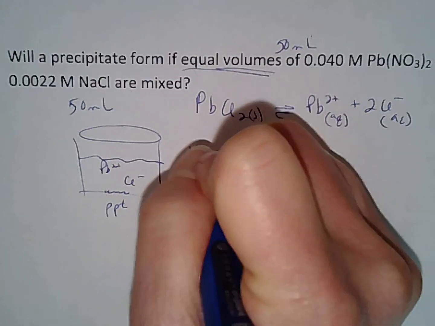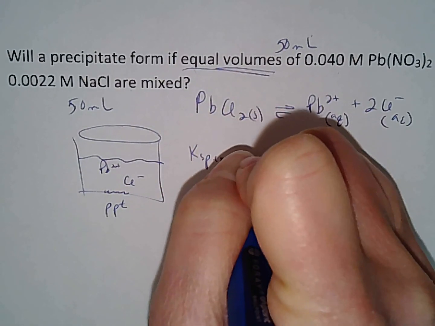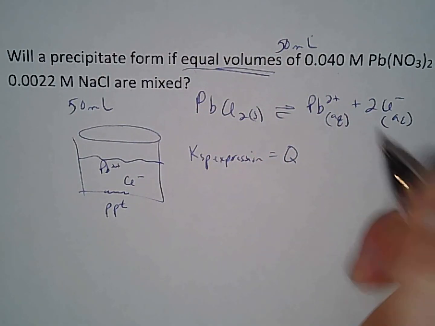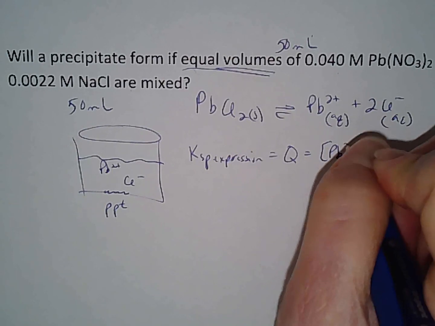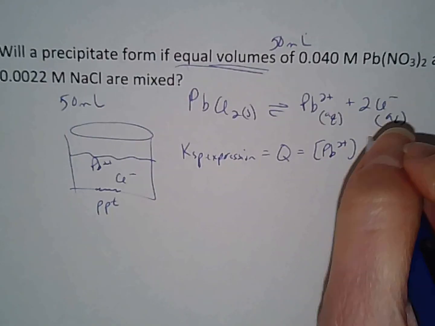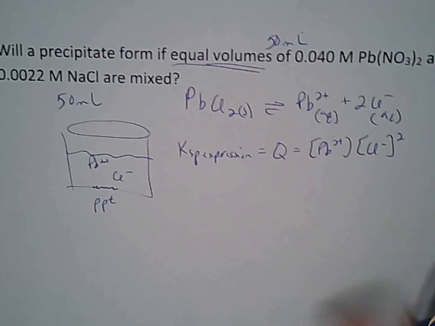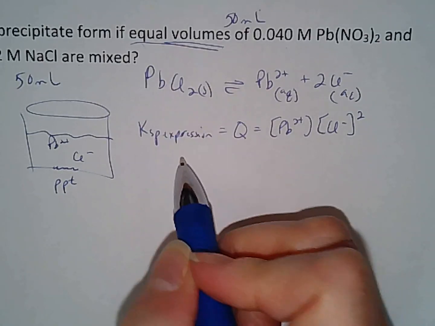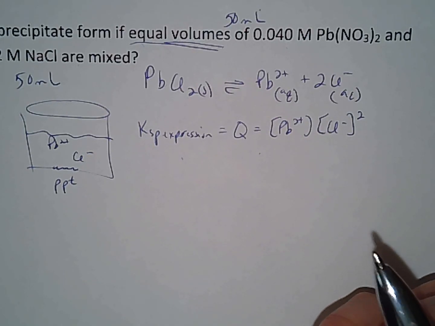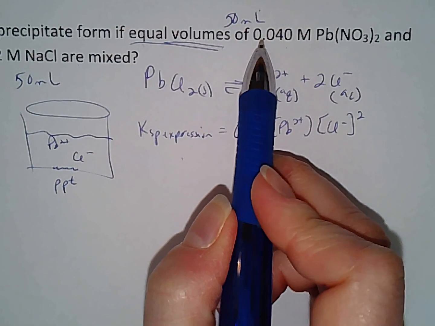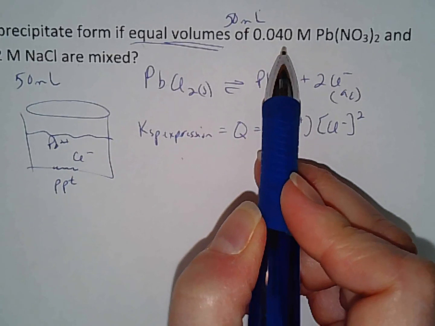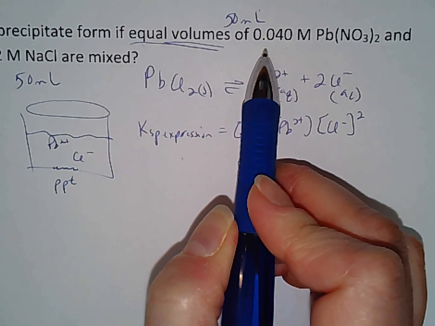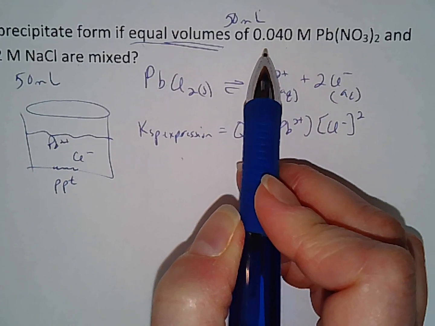So I have to use my Ksp expression and see whether or not I have enough in there. I'm going to change this to a Q because it is exactly the same thing. I'm going to multiply the concentration of the lead and the concentration of the chloride and compare it to the Ksp for lead(II) chloride. Will my Q be big enough? The trick is, if I have 50 mL of this and 50 mL of that, essentially my concentration is going down by a half.